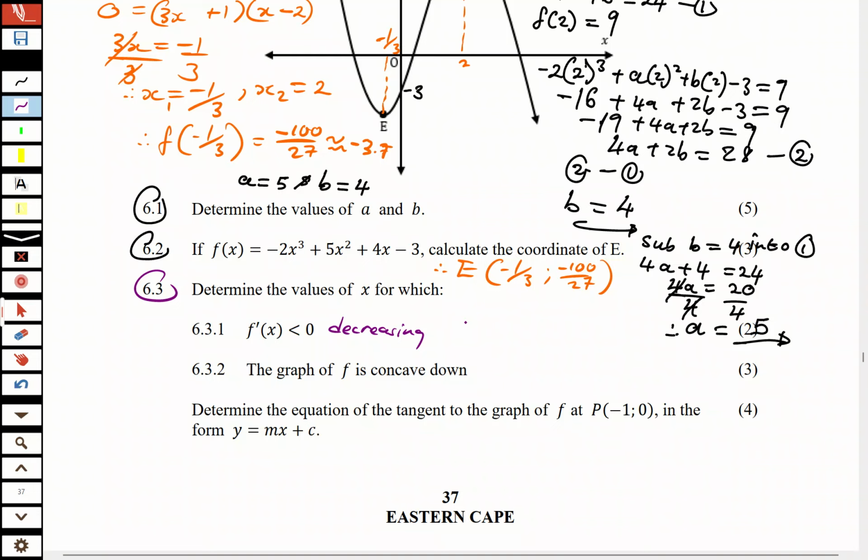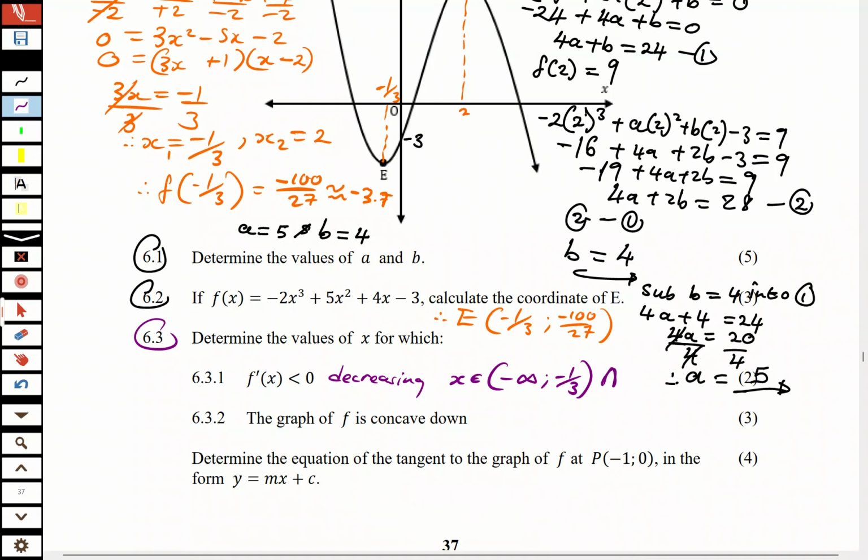Okay, let me first answer like this. I'll show you. This is x is an element from -infinity to -1 all over 3. And then do I use union or and? Let me use and. And from 2, because I think now this makes sense, to positive infinity.